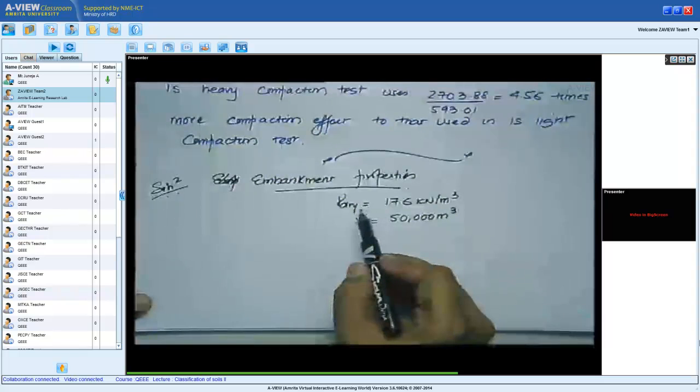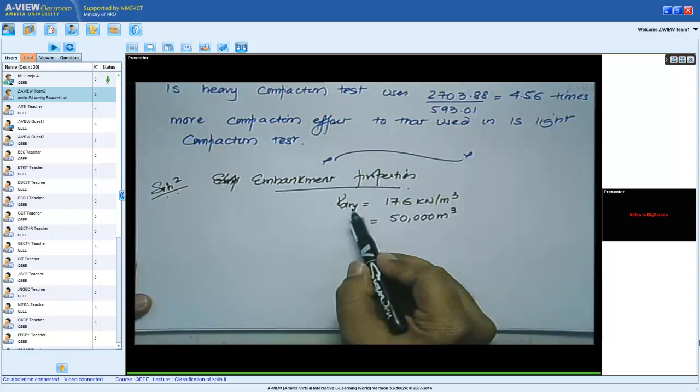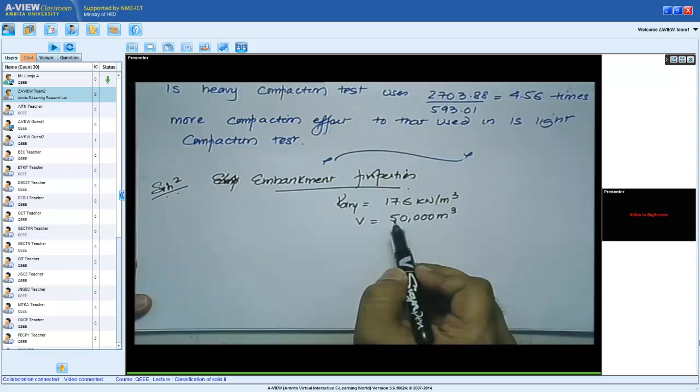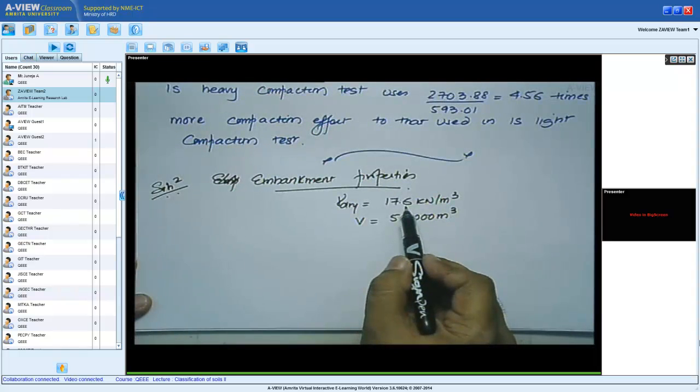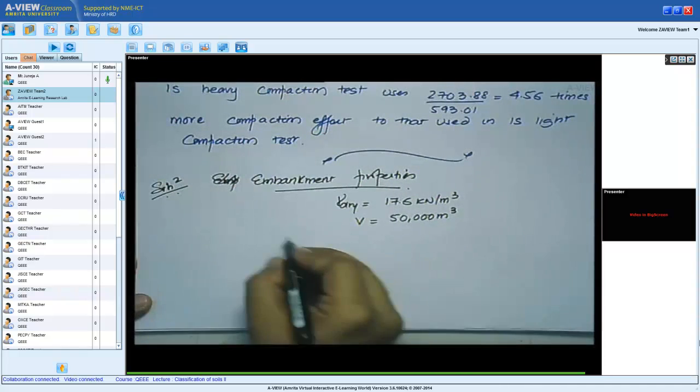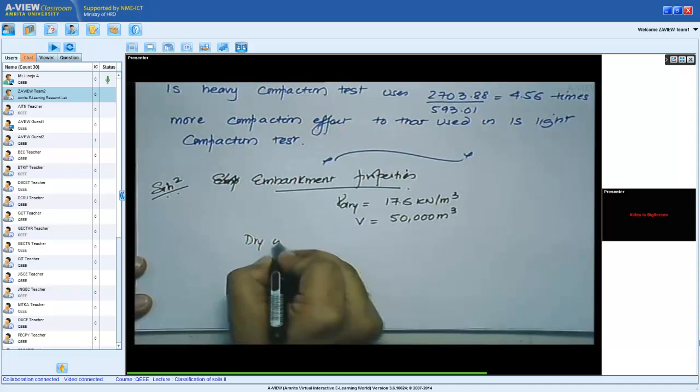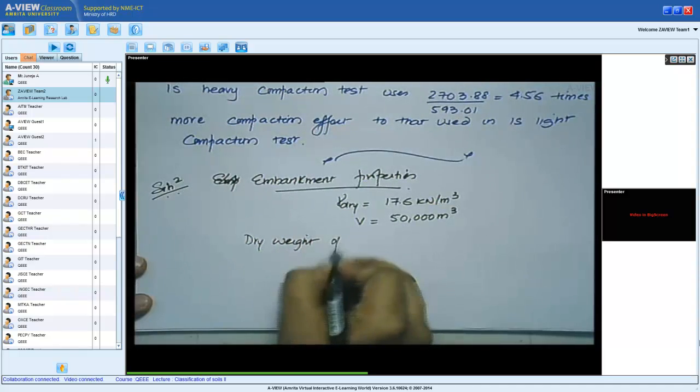Now if you recall, dry density or the dry unit weight is the weight of solids, that is the weight of dry soil, over the total volume of the soil. So in other words, total volume of compacted soil is 50,000 meter cube, dry unit weight is 17.6. If I multiply these two, I get the dry weight of the soil.